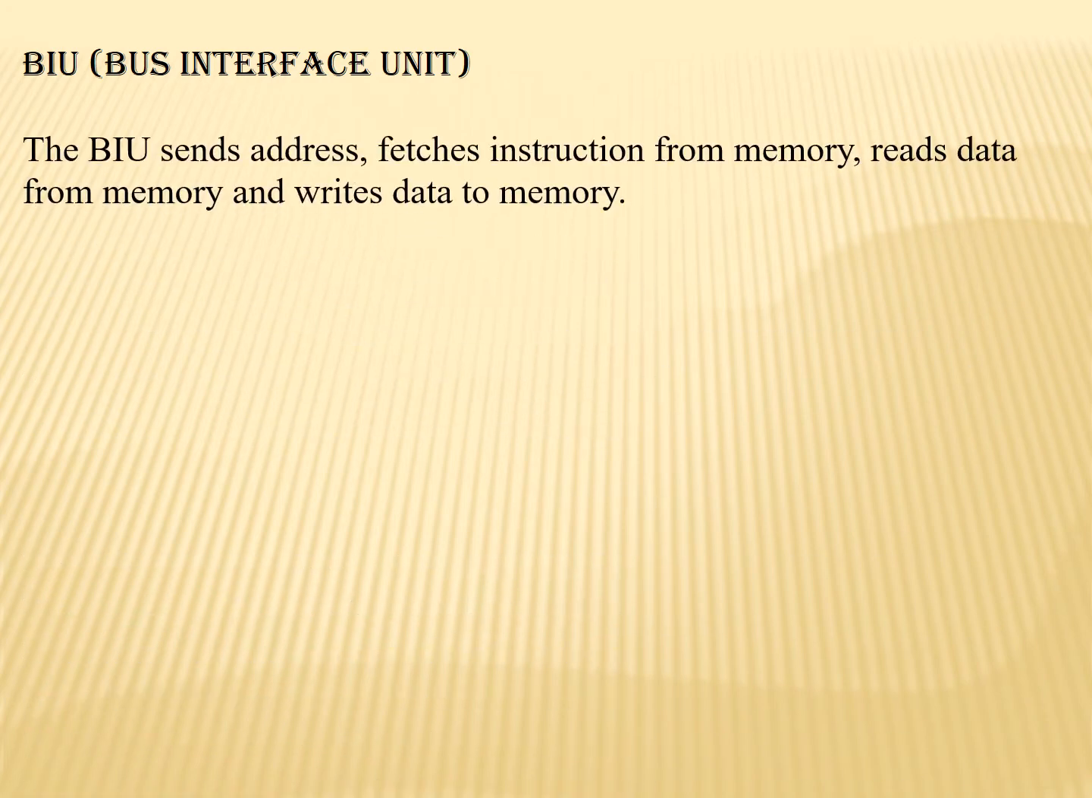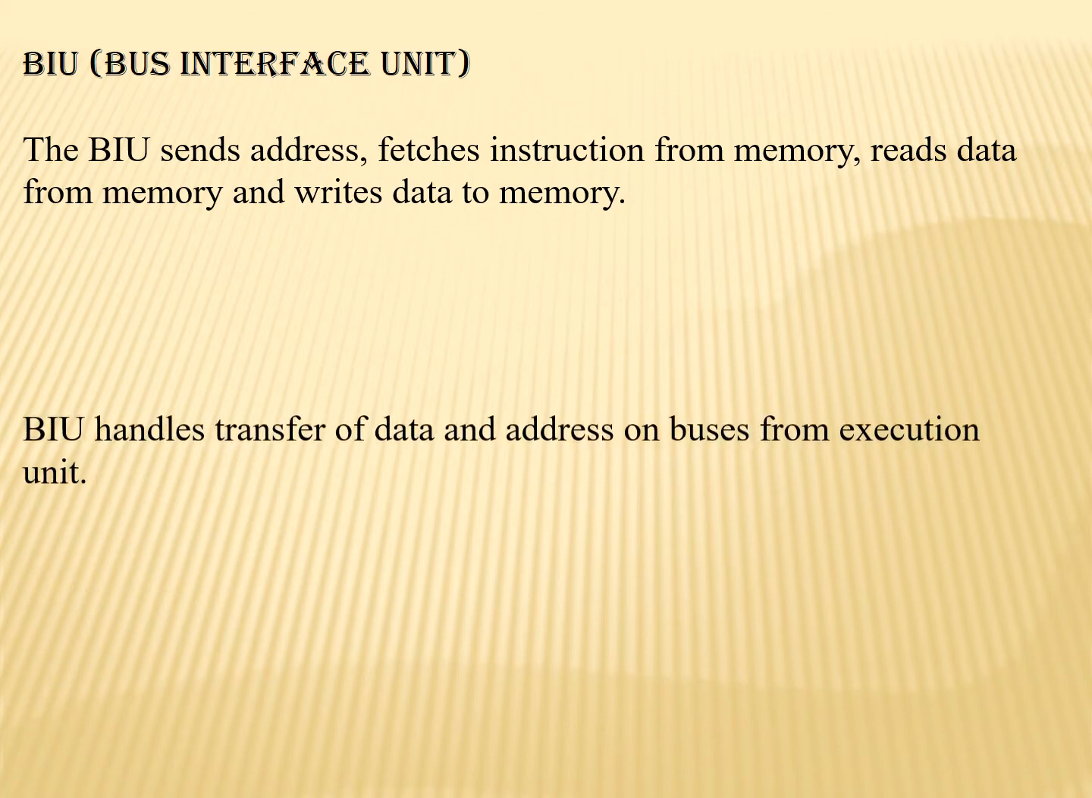As we have studied, the bus interface unit sends the address, fetches instructions from memory, reads data from memory and writes data to memory. That is, my bus interface unit is just going to fetch and decode. It will fetch the instruction from memory, read the data from memory, write the data to memory and keep it ready for the execution unit to execute. It does this process beforehand so that the execution unit can perform the operation on time, due to which the speed of the processor is increased.